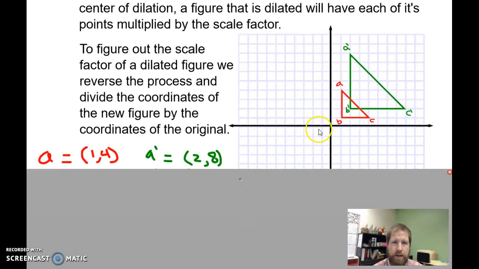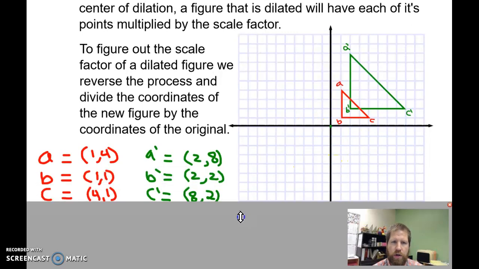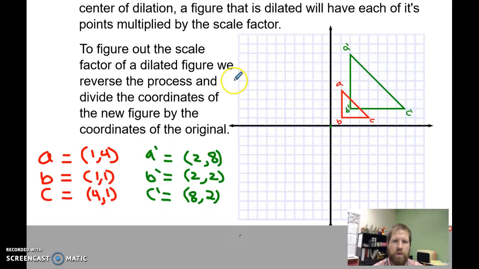All right. So the important thing to note is that when we are looking for our image, either to figure out whether something is a dilation of our original figure, or when we are dilating our original figure by a certain scale factor, we can use the fact that we're starting basically from 0, 0 to make it a lot easier for us to figure those things out.